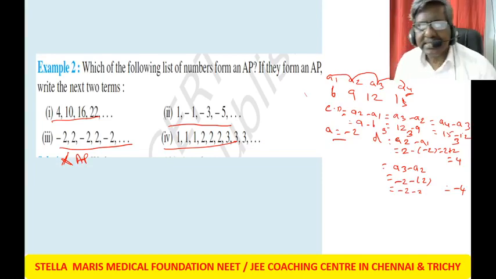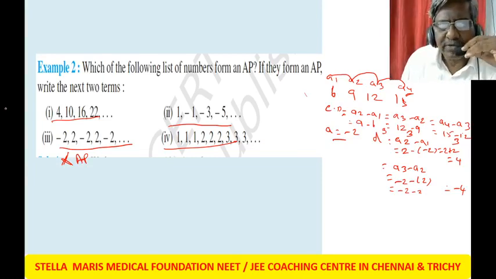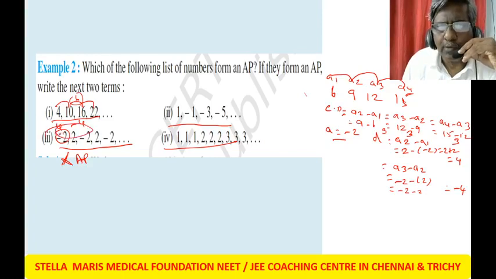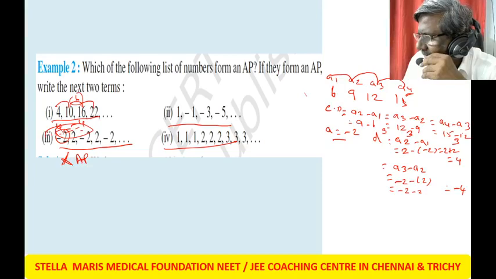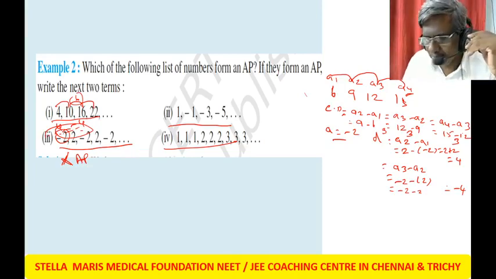In this case, the difference between the first terms is 6, then 6, then 6. This 6 is common. Whereas here it will not come like that. One will come as minus 4, and so it is not an AP. 4 and minus 4 are different, no? It should be the same. Good. Thank you, Shivakumar.